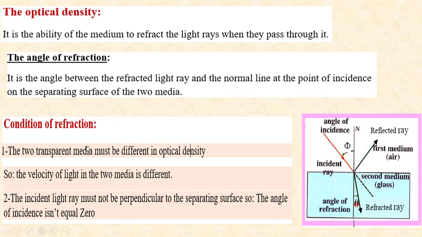What are the conditions necessary for light refraction? Number one, presence of two transparent media different in optical density. When they are different in optical density, the speed of light in each medium is different from the other, so it makes light refraction. Number two, the incident light ray must not be perpendicular to the separating surface. Why? In case the light is normal to the separating surface, the angle of incidence will be 0 and there is no light refraction.